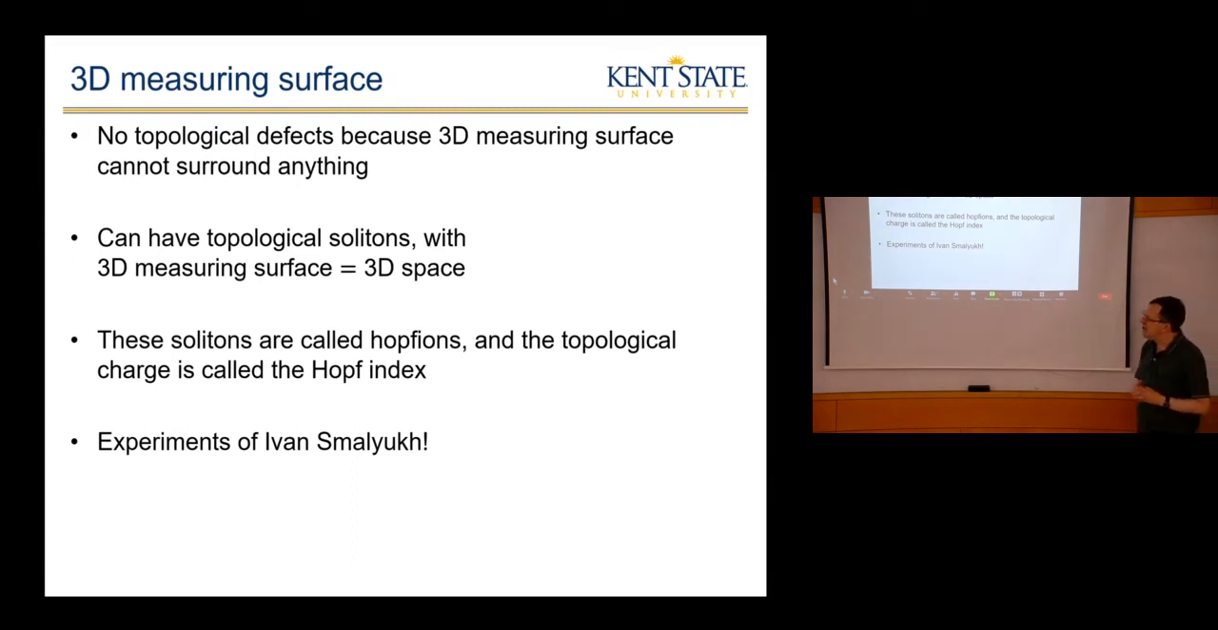But you can still have topological solitons where the 3D measuring surface equals the 3D space that we're living in. That is, you're integrating something complicated over all of 3D space. That actually exists, okay? And these topological solitons are called hopfions, and the topological charge, the thing that you integrate to know that some configuration has this property, is called the Hopf index. This actually exists in the lab, in particular in Ivan Smalyukh's lab. And so this is one of the more complicated things, which I believe he presented when he was giving his talks earlier this year.